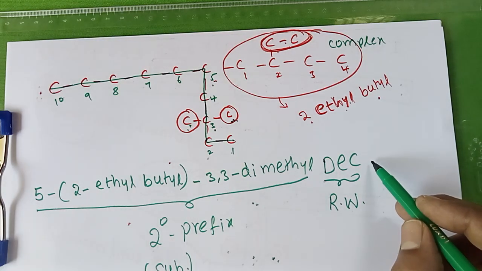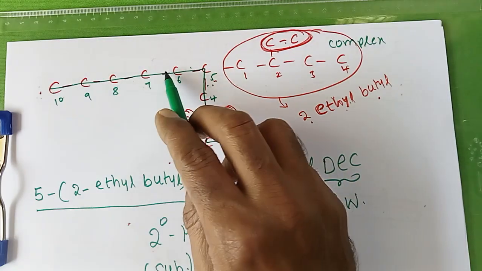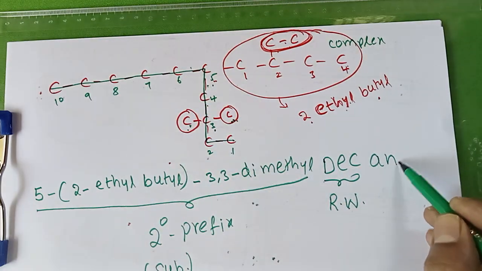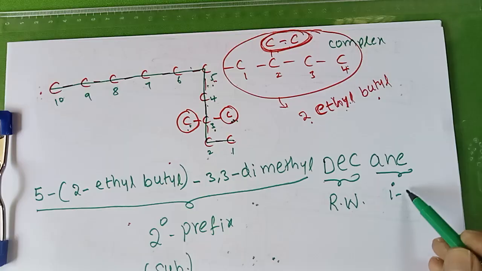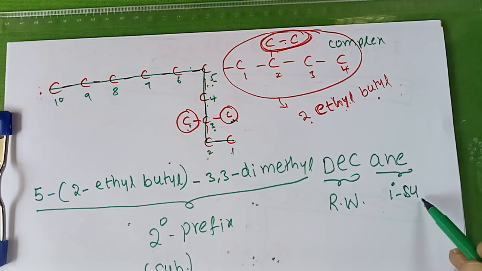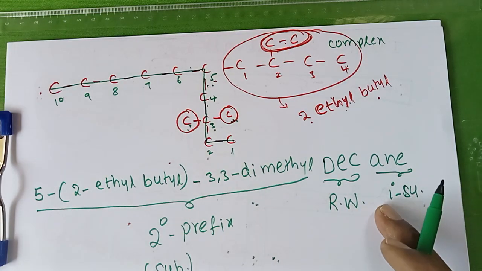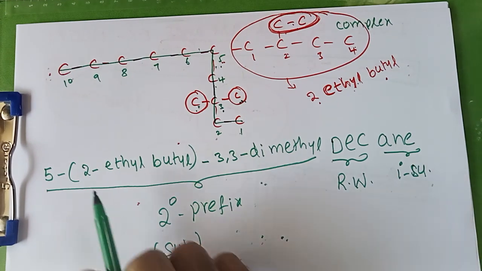Root word, next primary suffix. All are single bonds only. So it is "ane". Ane is the primary suffix. Suffix. This is only the IUPAC name. What is the IUPAC name?